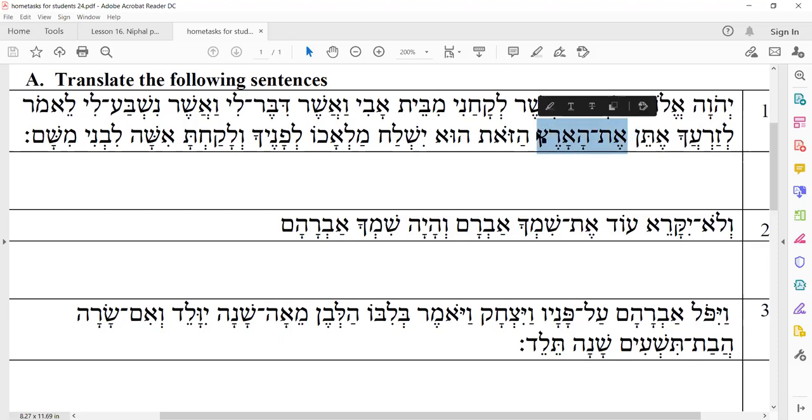I will give this land. The land. Yes, this land. Et ha'aretz hazot. Okay. He will take. Yeah, shalach is to take. No, shalach, to send. He will send. He will send his messenger, or his angel. His angel. Yes. Before you. Correct.